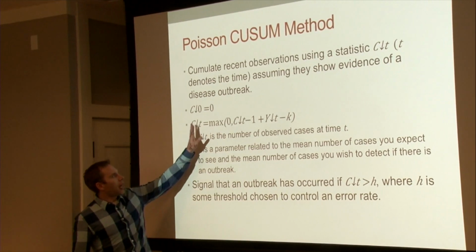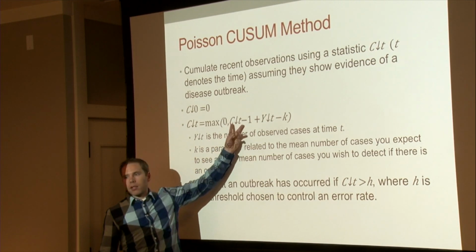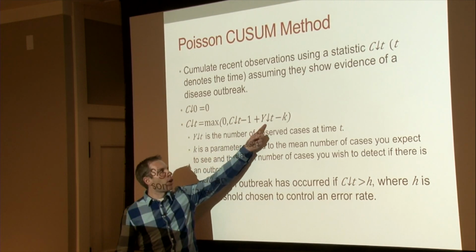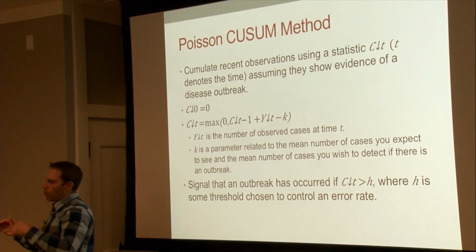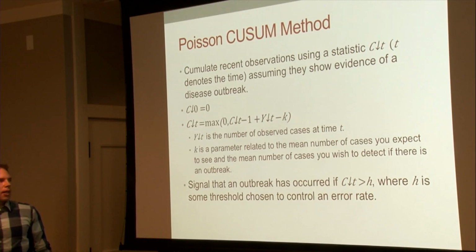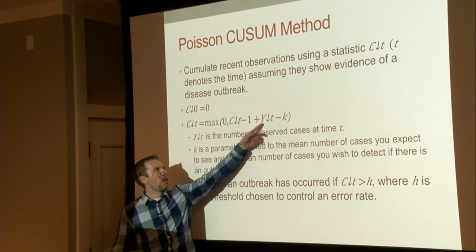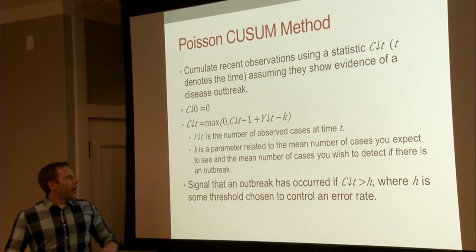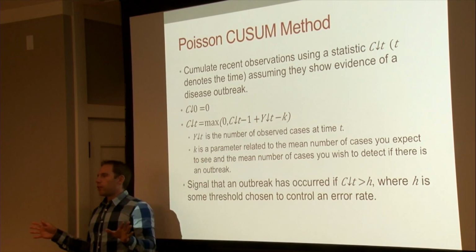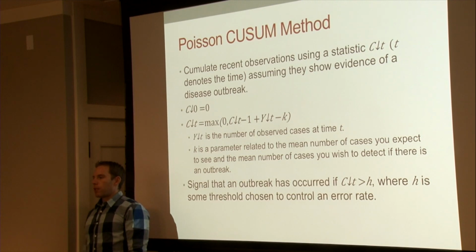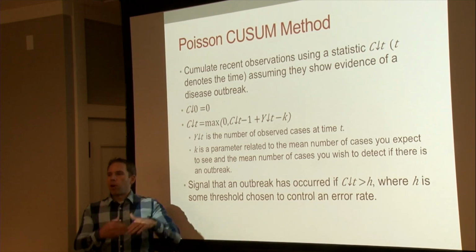And then at each time step, we take the previous Q-sum statistic, we add to it our current data, so our current response value. We subtract this parameter k that's related to what you expect things to be and what you want to detect. So I don't want to get too much into that detail, but the point here is that we're taking the previous Q-sum statistic, we're adding to it the current data value, and we're comparing that to 0. Okay? And basically, if this is a small number, there's no evidence of a disease outbreak, so we reset the Q-sum statistic at 0. But if there is evidence of a disease outbreak, we let the evidence continue to propagate forward in time.